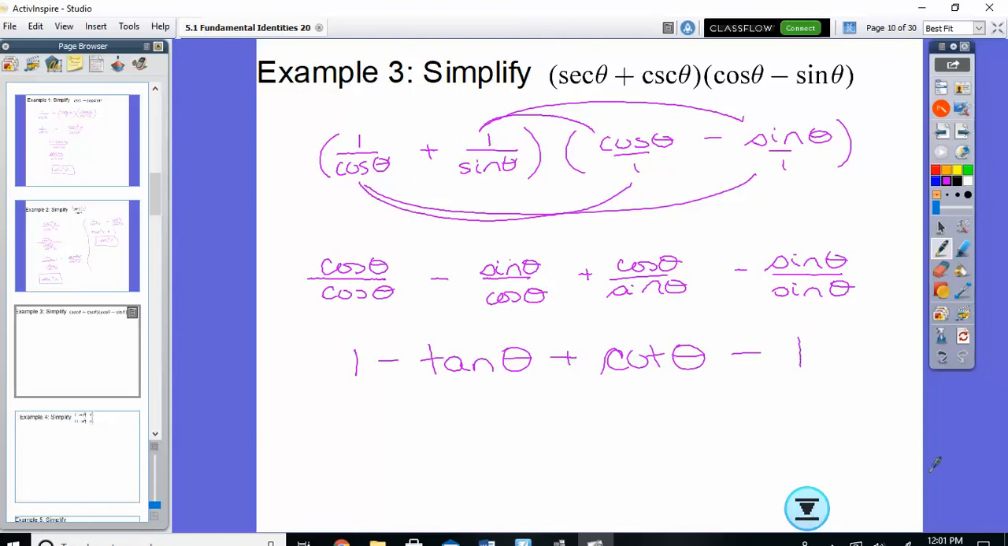What happens? The 1's cancel. Positive 1 and negative 1 cancel. And you're left with a negative tangent plus cotangent. Or if you prefer, you could write that as cotangent minus tangent. I don't care.